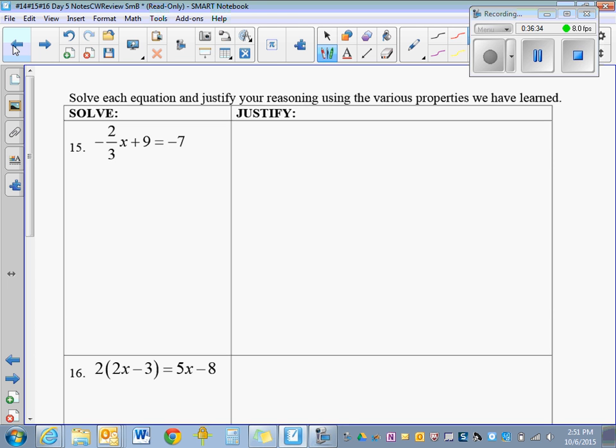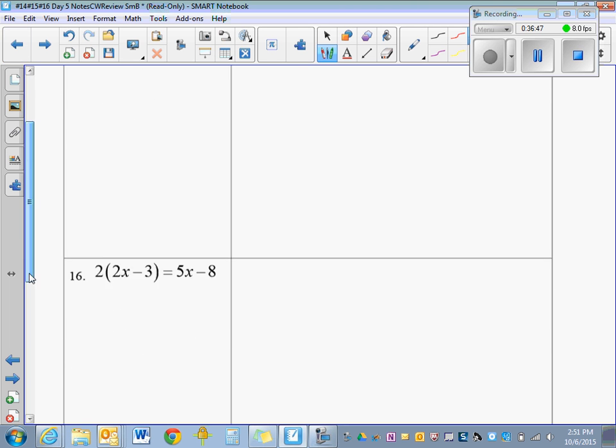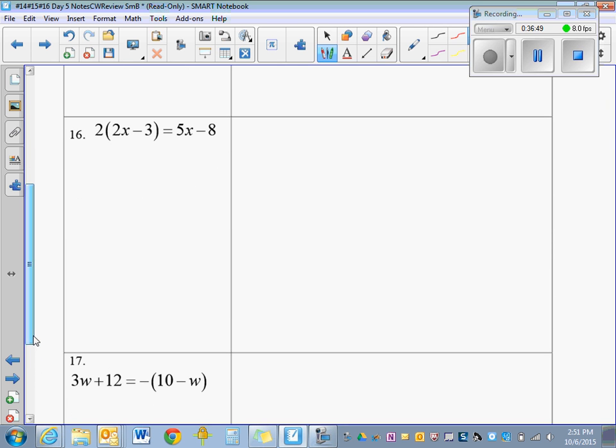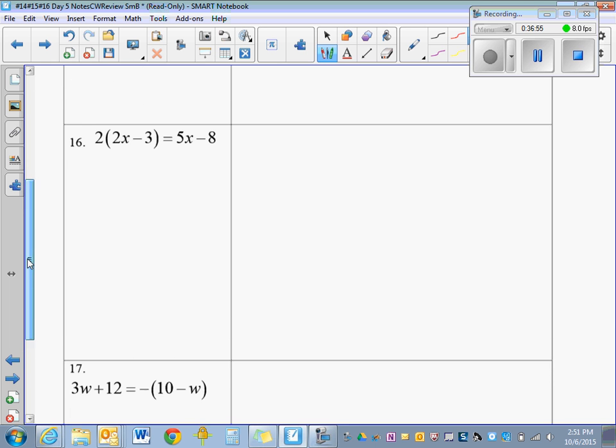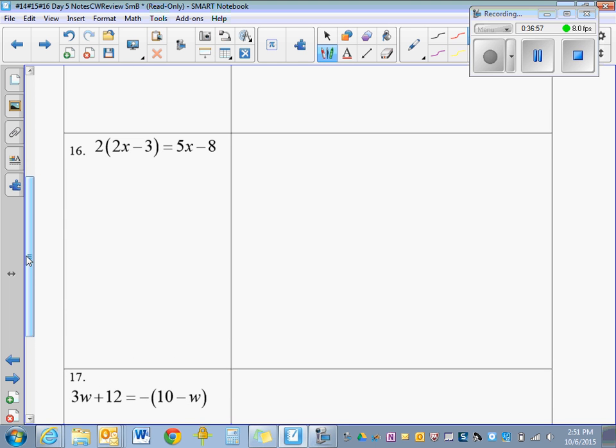Okay, so I know we've done a lot with solving today, but it's been a while since we used our properties, so I'm going to do one with our properties to remind you of them. Let's do 16. The first step is always given. It's given to us. But then what do we want to do? Distribute. So I have 4x minus 6.